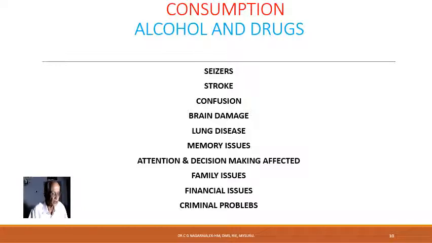Decision making may not be correct. So many of these things are possible. I've listed the number of bad effects that alcohol and drugs will have on human physiology. Try to remember that and try to avoid them as much as you can. Do not become a victim of either alcohol or drugs. You may take it once in a way, but not on a regular and daily basis.